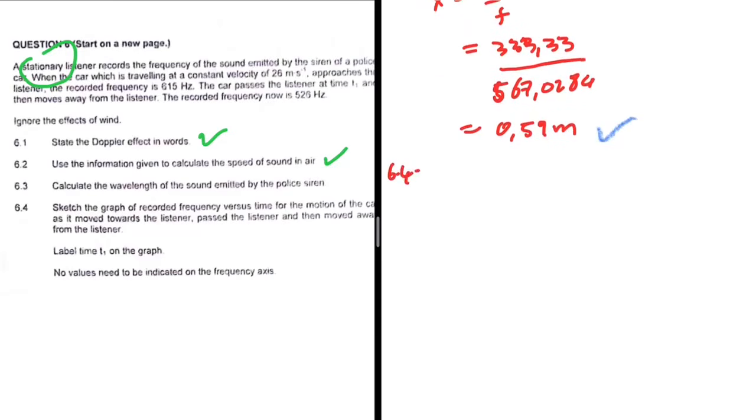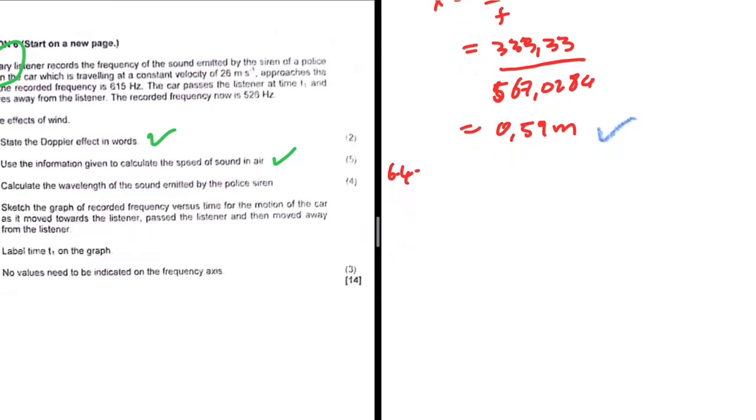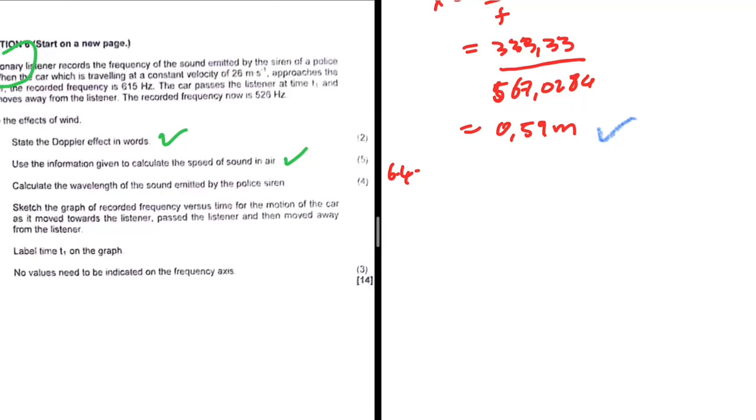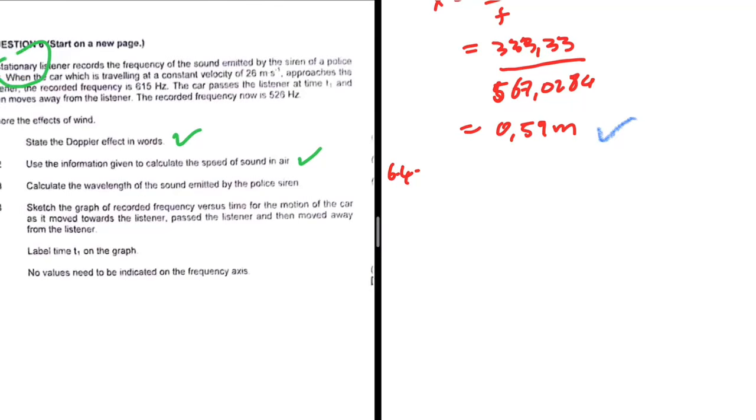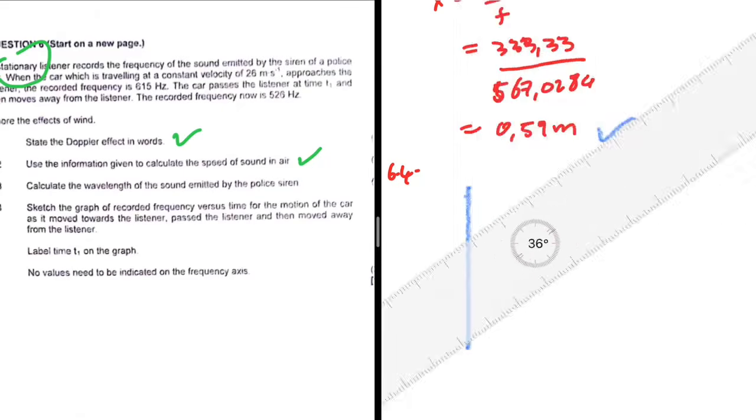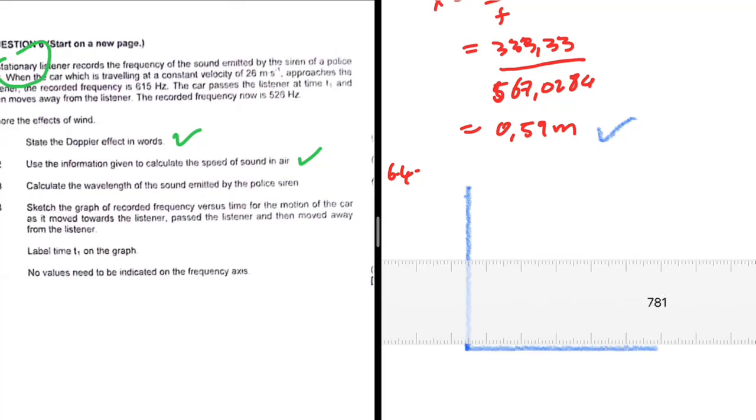Sketch the graph of recorded frequency versus time for the motion of the car as it moved towards the listener, past the listener, and then moved away from the listener. Label time t1 on the graph. No values need to be indicated on the frequency axis. Okay, so let's take a look. First of all, we need the frequency axis. And then we have the time axis. So this is the time in seconds, and this is the frequency in hertz. We don't need to include any values.